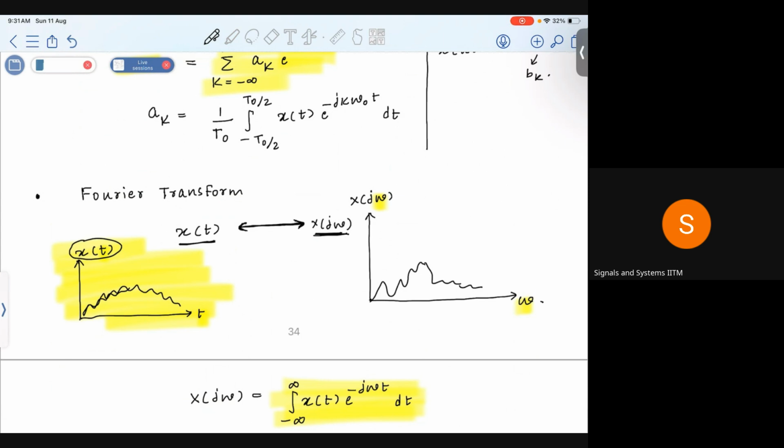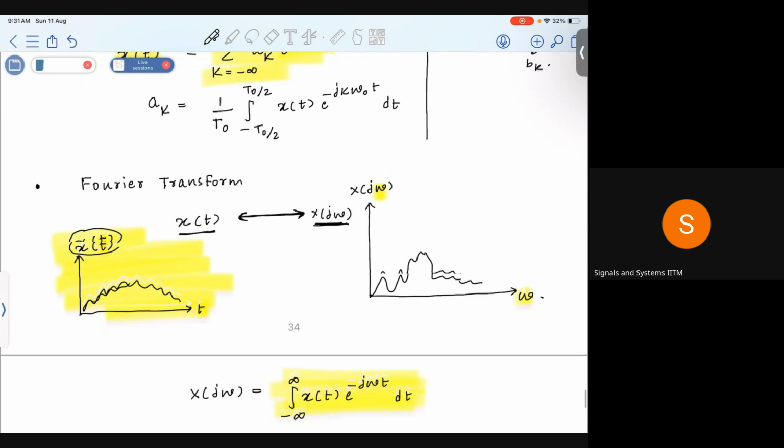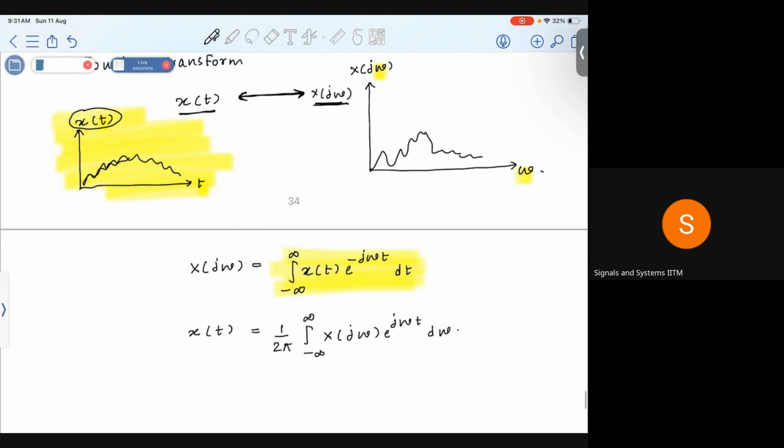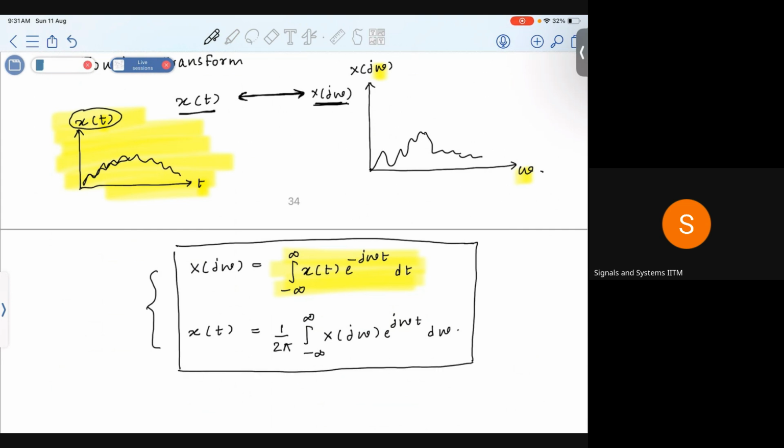And under certain conditions, every signal x of t, irrespective of the periodicity, has a one-to-one representation in the frequency domain. That is what Fourier transform is telling. And this transformation is known as the Fourier transform. Why do we do this transformation? Maybe you will be weighing heavy on the earth, but you may not be weighing heavy on the moon. So when you don't weigh heavy, maybe there are certain benefits, because you don't weigh as much as you weigh here on the earth.